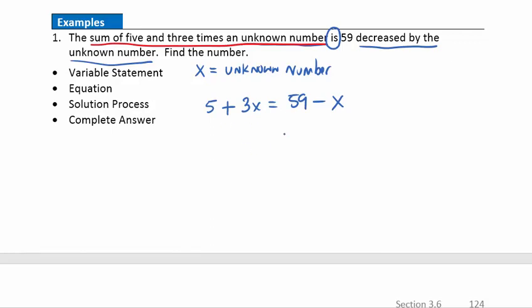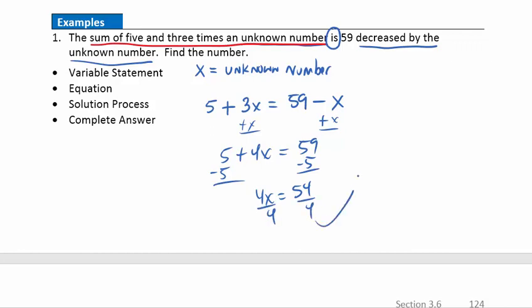Now I want to go ahead and solve this equation. Looks like I have variable terms on both sides, so I'm going to get rid of the smaller one by adding x to both sides. So 5 plus 4x equals 59. Subtract 5. 4x equals 54. Divide by 4. Let's see, x is going to equal 4 goes into 54.